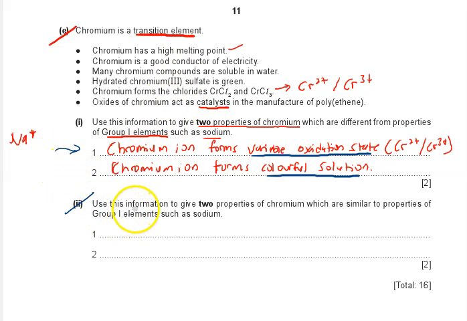Now number 2, use this information to give 2 properties of chromium which are similar to properties of group 1 sodium. So both of them do conduct electricity, okay, they do conduct electricity.